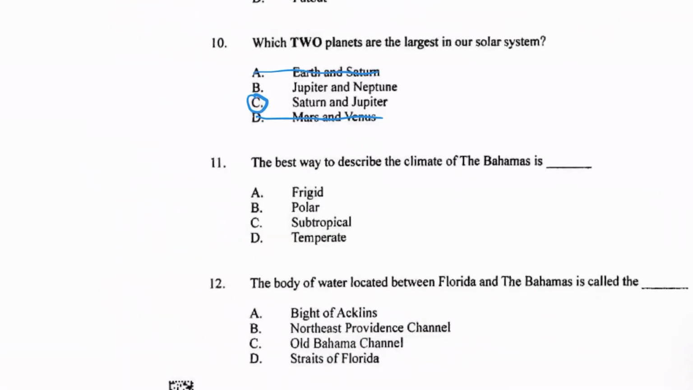Number 11. The best way to describe the climate of the Bahamas is A, frigid, B, polar, C, subtropical, or D, temperate. Okay, some people are saying C, and Bella, you're saying it could be D, which is temperate. C is subtropical. All right, the answer is C. So frigid and polar, they're very cold climates. Temperate is a very cool climate. That's not the Bahamas. We're subtropical.